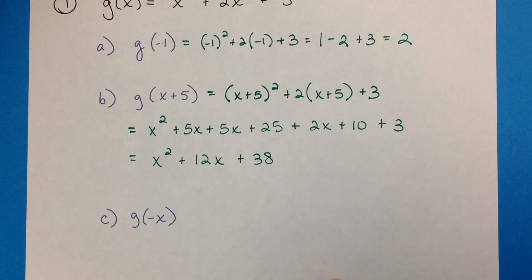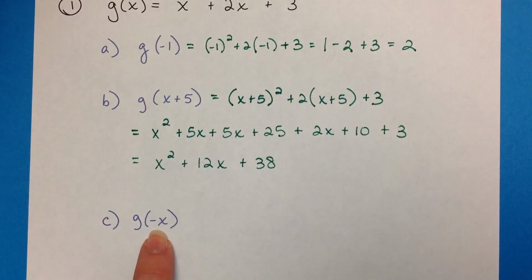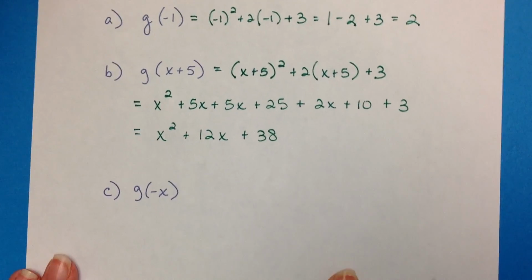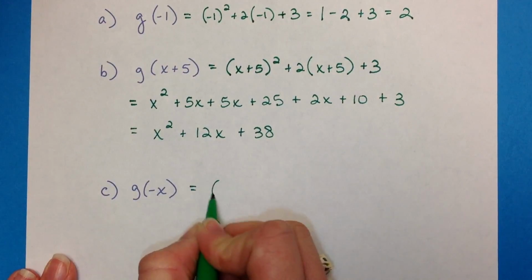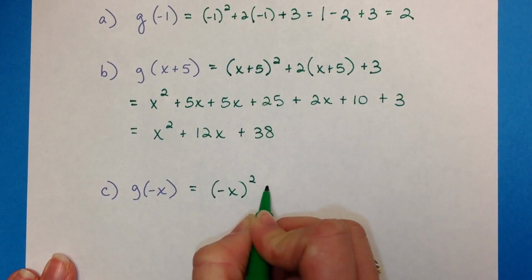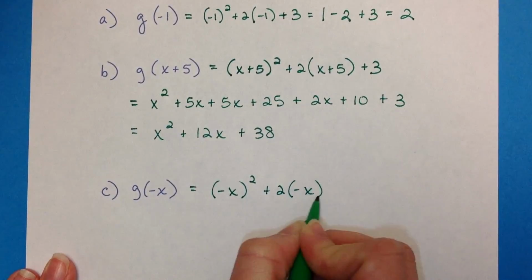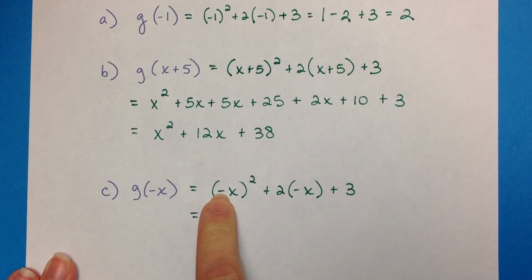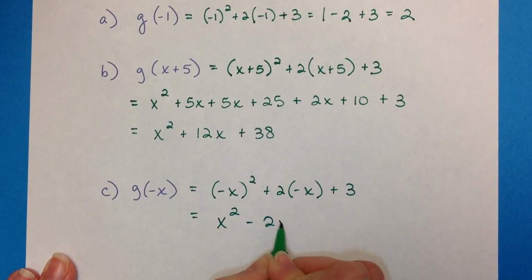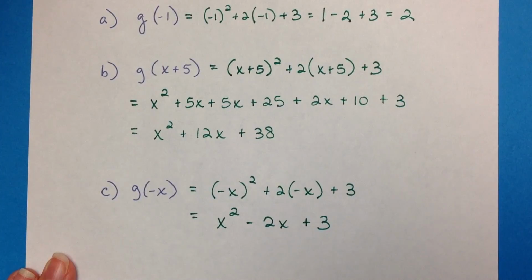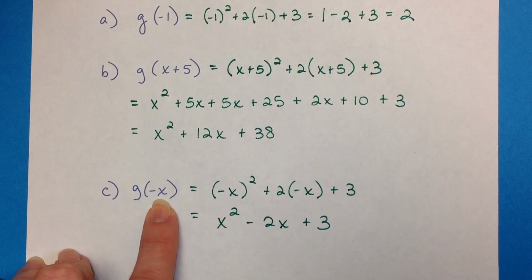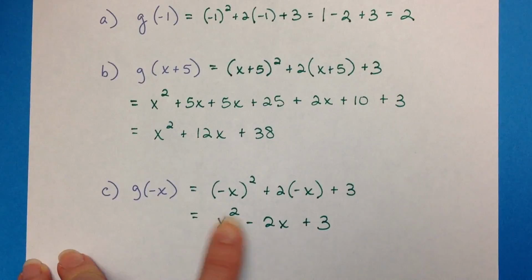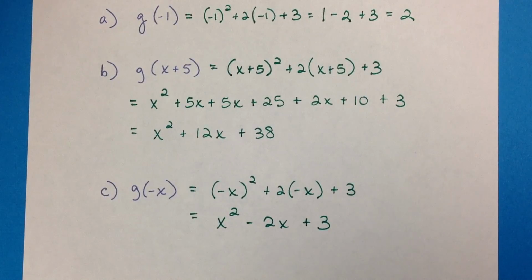Okay, part C, again, is just plugging in an expression. This time we have to evaluate it for -x. So I would have (-x) squared plus 2 times -x plus 3. Of course, if you square -x, that's going to give you +x squared. So that's going to end up being x squared minus 2x plus 3. Again, you're substituting in an expression that contains a variable, therefore that's what you're going to get out.